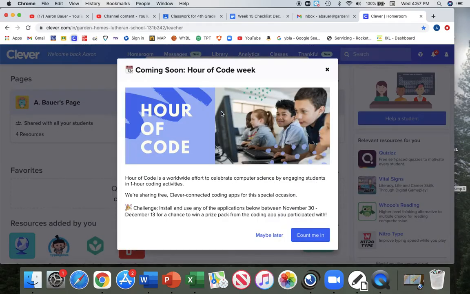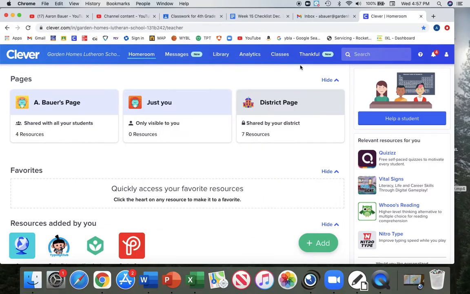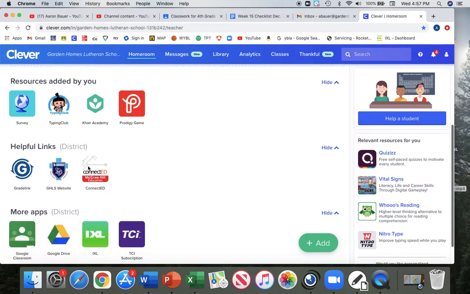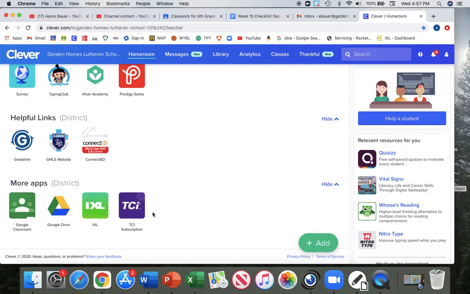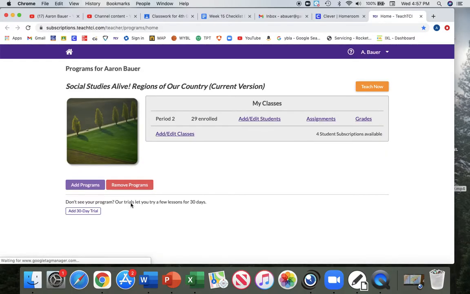After you do that, you want to go down here to where it says TCI subscription. You're going to click on your TCI subscription in your Clever account, and then boom, that's the picture of our social studies book. So yesterday you were working on your map, and if you need to see it, you could find that right here in your book.